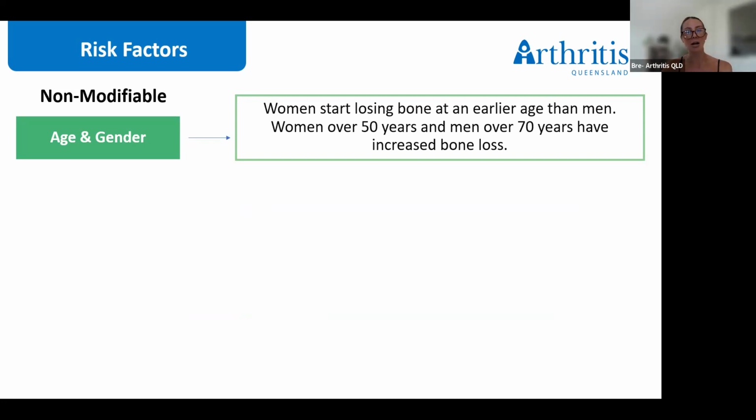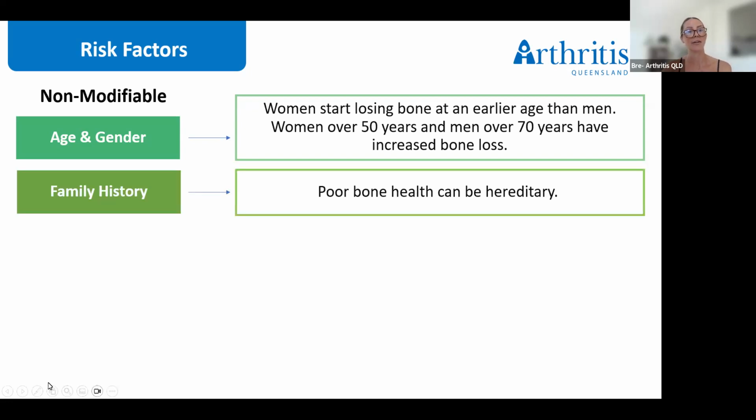Men do have a higher peak bone mass, but they're also at risk of osteoporosis, and this is seen after the age of 70 years. And that's when our bone loss and fracture risks increase significantly. Women do start losing bone at an earlier age and at a much faster rate than men. Women over 50 years of age have a 4 times higher rate of osteoporosis and a 2 times higher rate of osteopenia. And they tend to have fractures 5 to 10 years earlier when compared to men.